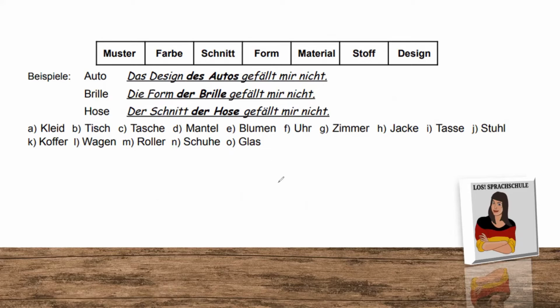But for now, we will learn some nouns, some statements that we can categorize things so that we can say a big variety of different statements and opinions. Das Muster means the pattern. Die Farbe, the color. Der Schnitt, well, if you translate it really into English one-on-one, it's the cut of something, how something is cutted. Die Form, the form.